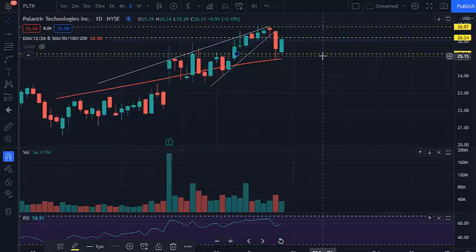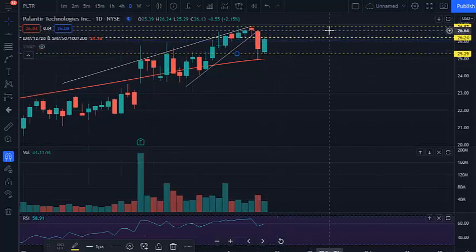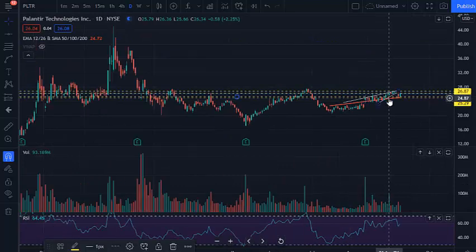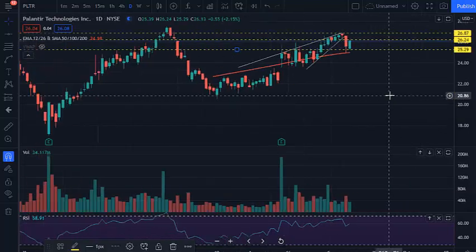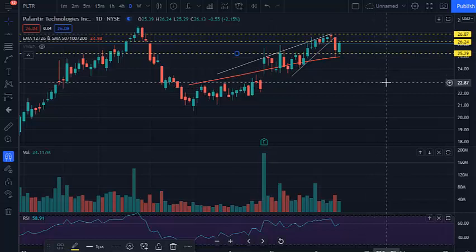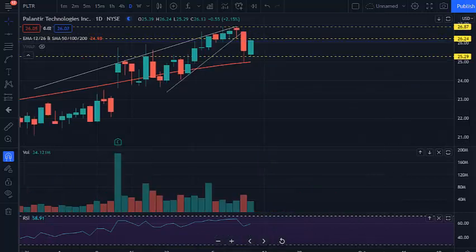But getting over that would be a strong feat, because if we got over the 26.87, then we could continue upwards to a recovery here for PLTR. That's it for this ticker analysis.